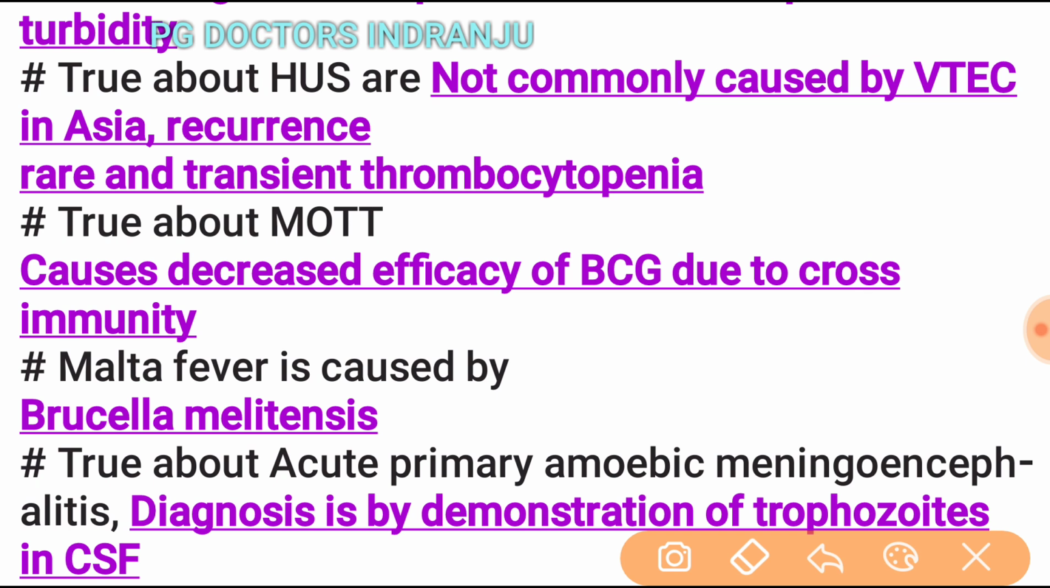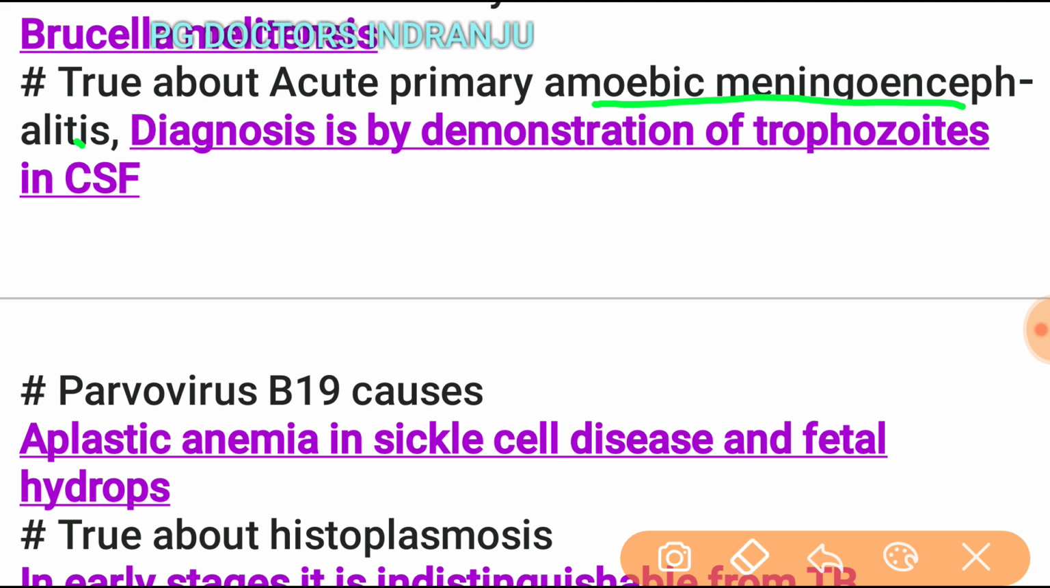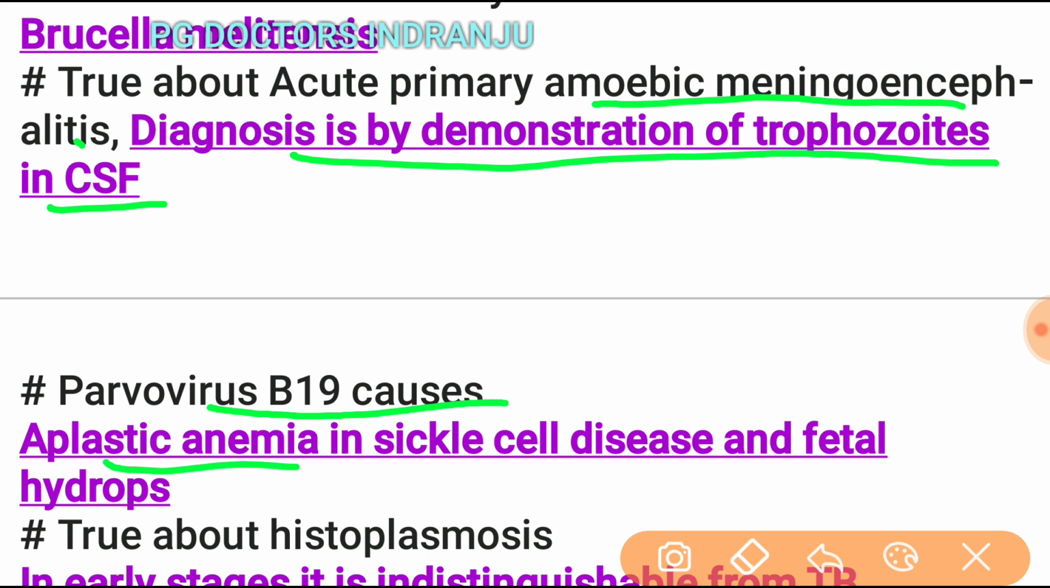True about Mota: it causes decreased efficacy of BCG due to cross immunity. Malta fever is caused by Brucella melitensis. True about acute primary amoebic meningoencephalitis: diagnosis is by demonstration of trophozoites in the CSF. Parvovirus B19 causes aplastic anemia in sickle cell disease and fetal hydrops.